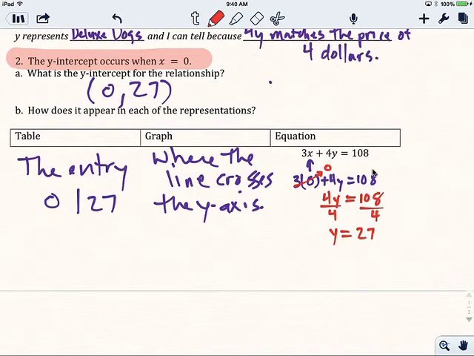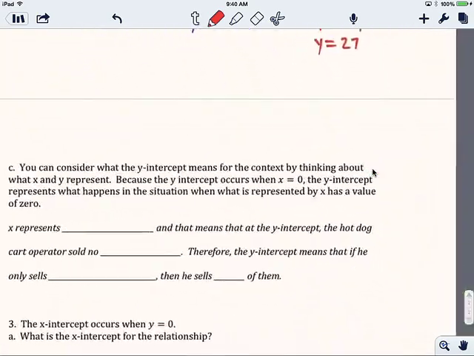So it's kind of hidden in the equation. You have to use this idea that when x equals 0, you find the y-intercept. And so I plugged it in as 0, and then I solved for y. All right, let's keep working.